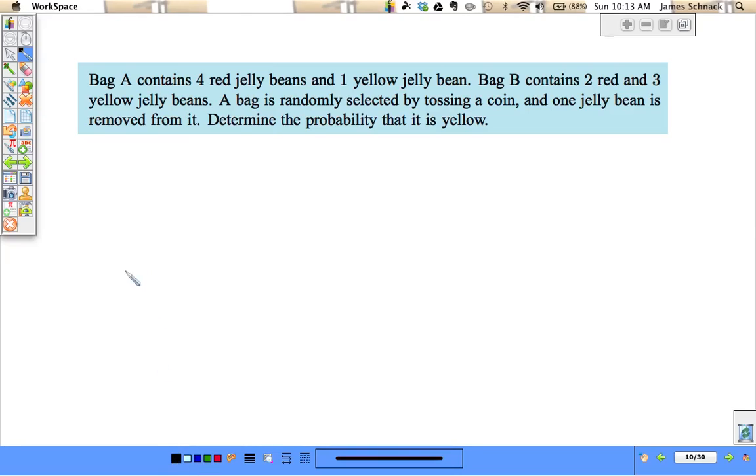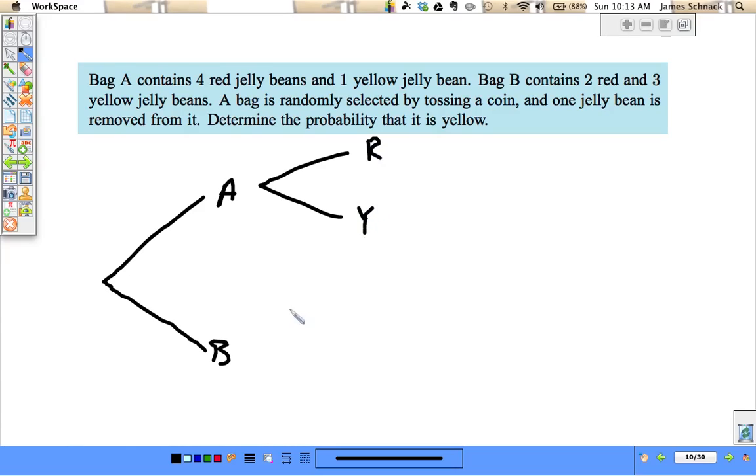So let's start by thinking about what are the 2 events that are happening here, because there are 2. The first event that happens is we choose the bag. We choose bag A, we choose bag B. And once we choose that, we're going to be picking out of there. We could get red, we could get yellow.